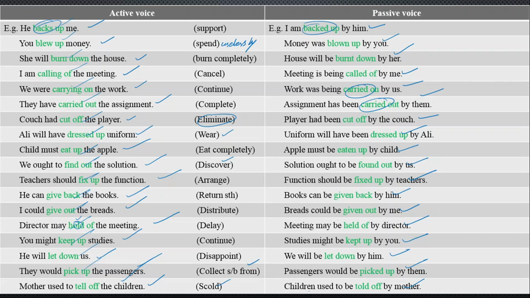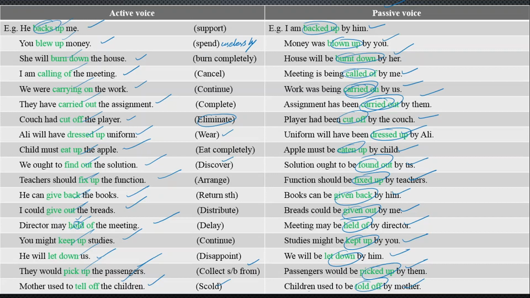You need to always use the third form, like backed up, blown up, burned down, called off, carried on, carried out, cut off, dressed up, eaten up, found out, fixed up, given back, given out, held off, kept up, let down, picked up, and told off. So these are the sentences which we can change. These are the phrasal verbs which we can change into passive voice. So they are called transitive phrasal verbs, means can be changed into passive voice. Hope till here you got.